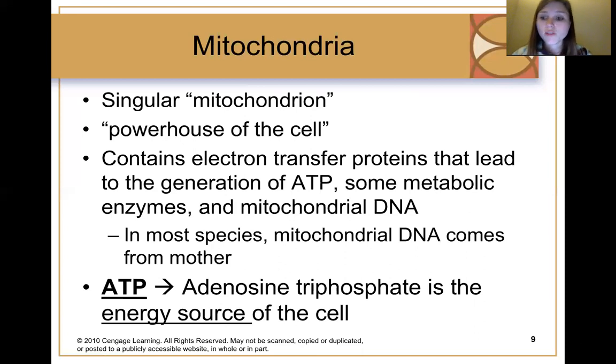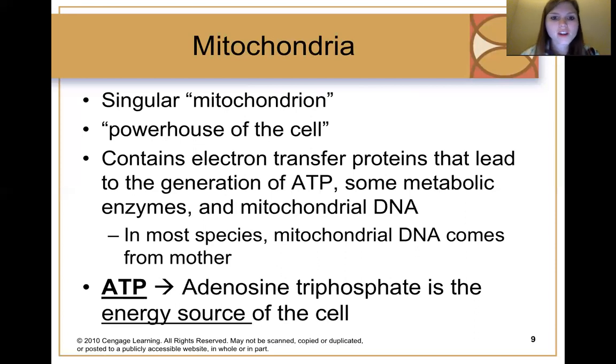Like I said, the nucleus has most of the DNA, but it doesn't have all of it. So the mitochondria will have some of their own DNA as well. And then kind of a throwback to your first section and what was on your first exam: in most species, your mitochondrial DNA comes from your mother. So that's just something kind of interesting to note there.